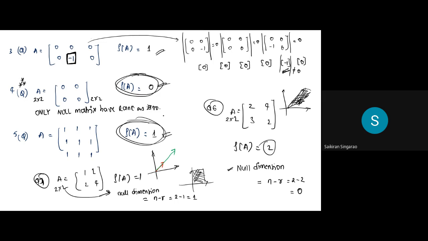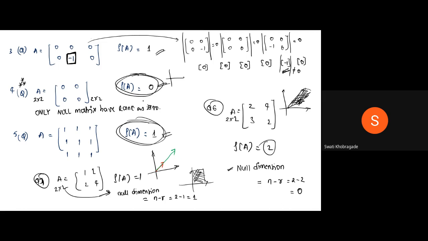Can you tell me why the rank is 0 here? How many dimensions has it lost? 2 dimensions. It's a 2 cross 2 matrix, so ideally you need a sheet or a plane to show it. But here you don't need a plane or a sheet. You just need a dot. A dot is not even a line. So it is null dimension. That's why rank is 0. That's why a null matrix has rank 0. Did you understand the point? Yes, sir.